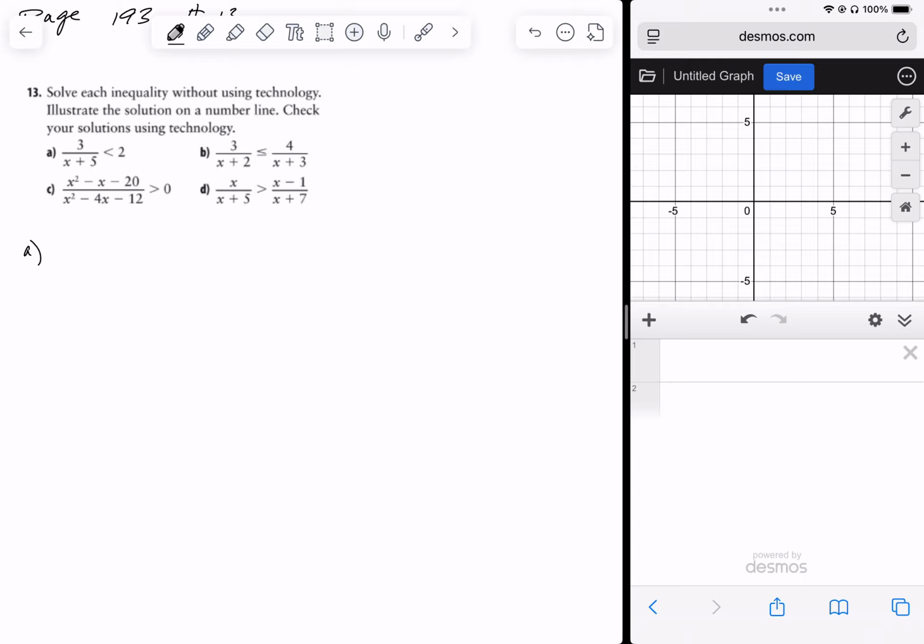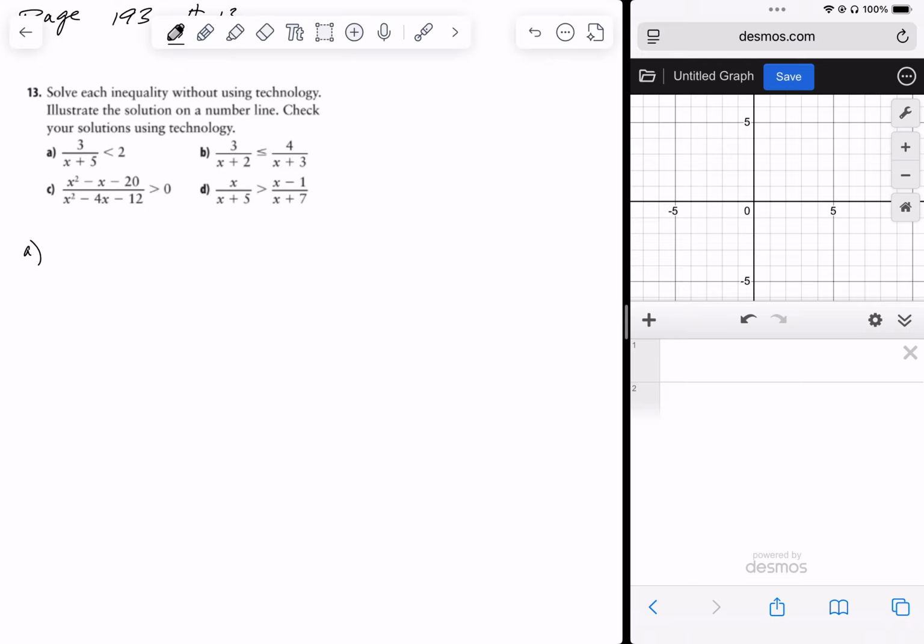All right, so this is going to be number 13 from the review, and I'll do each one of these questions individually because they are a little bit big. Additionally, it says at the end of this problem just to check your answers using technology. So I've got Desmos open. We'll do that at the very end, and I'll show you visually that our intervals make sense.